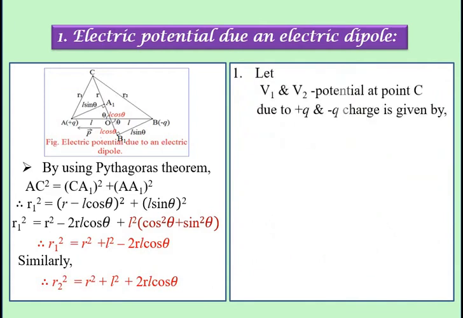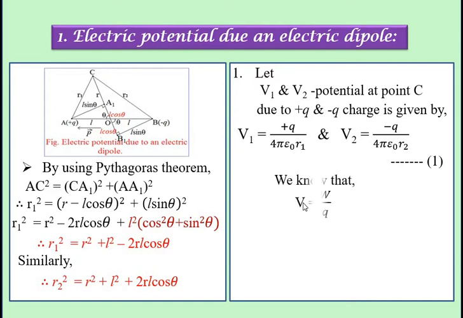Let V1 and V2 be the potentials at point C due to charge plus Q and charge minus Q. Therefore, V1 is equal to plus Q divided by 4 pi epsilon 0 into R1, and V2, the potential due to minus charge Q, is equal to minus Q divided by 4 pi epsilon 0 into R2. Suppose this is equation number 1.